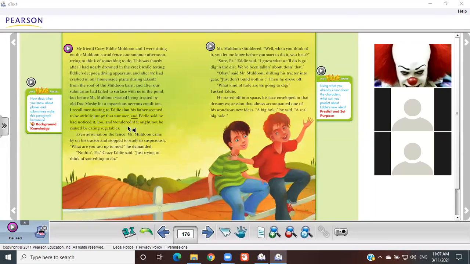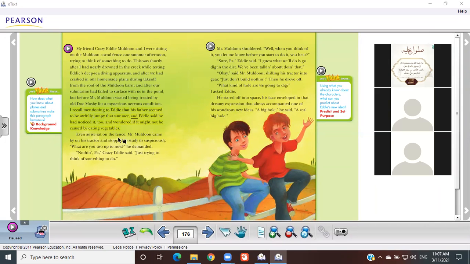Like when I tell you, you got an F in the test because you were eating vegetables. Really? No. See, it's funny, it's clever, and every part of this story is funny. And starting here, my friend Crazy Eddie Muldoon. So he named his friend what? Crazy. That's also to make us laugh about it. This story is too entertaining. If his friends see the story, he'll be sad.